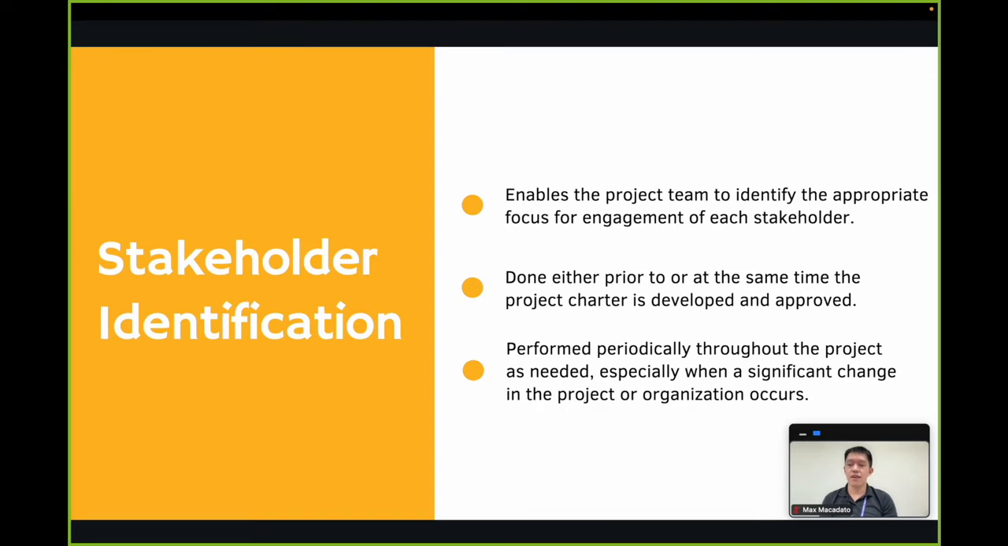This process frequently occurs for the first time in a project either prior to or at the same time the project charter is developed and approved. It is repeated as necessary but should be performed at the start of each phase and when a significant change in a project or the organization occurs.